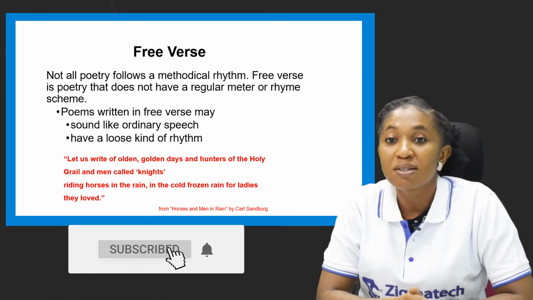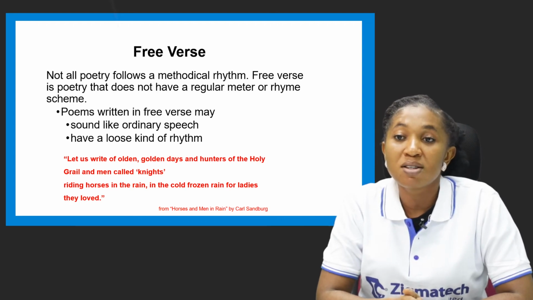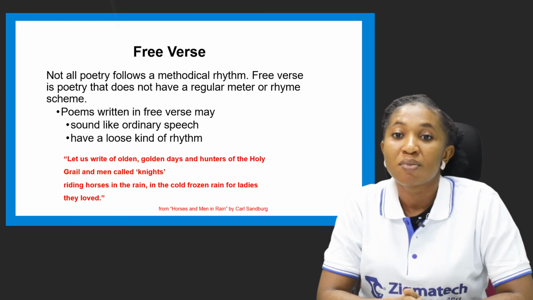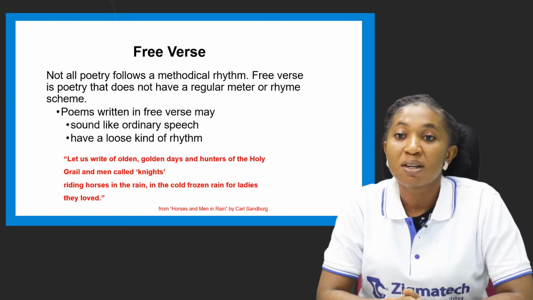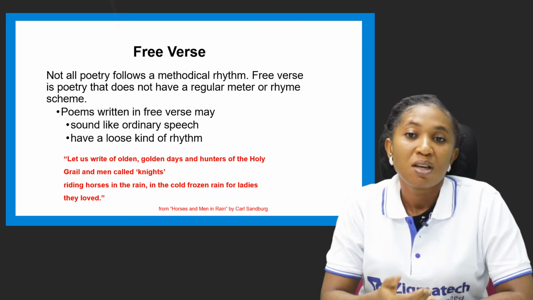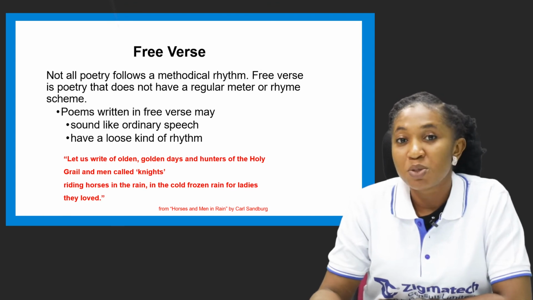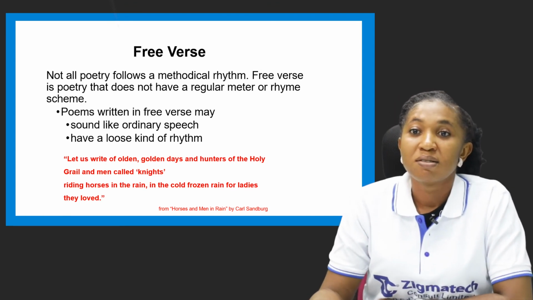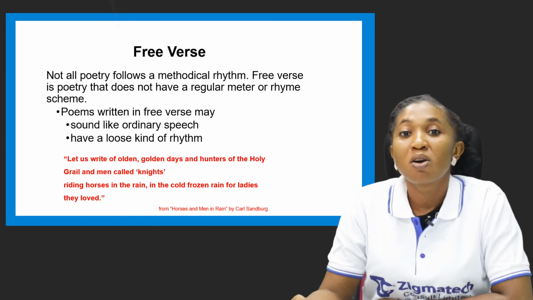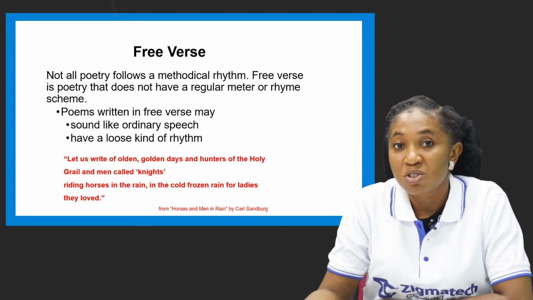For example, here it says, "Let us write of olden golden days and hunters of the Holy Grail and men called knights, riding horses in the rain, in the cold frozen rain, for ladies they loved." There is no regular metrical pattern in this extract, and it resembles ordinary speech when you look closely at it.